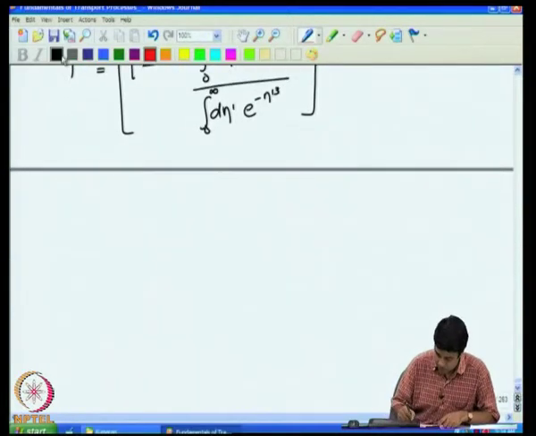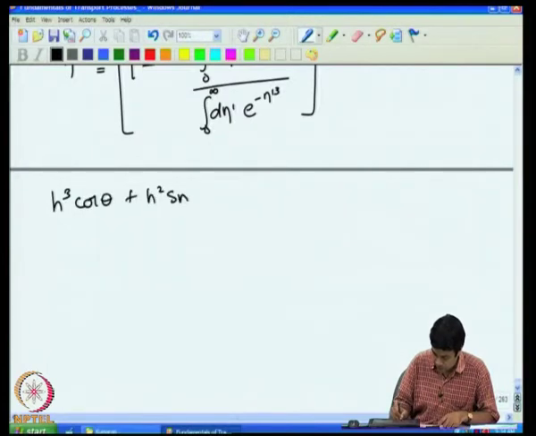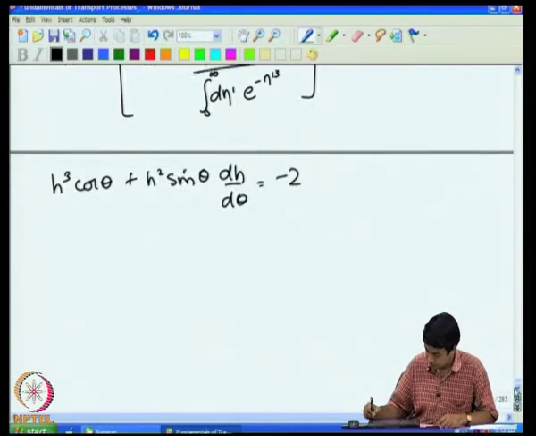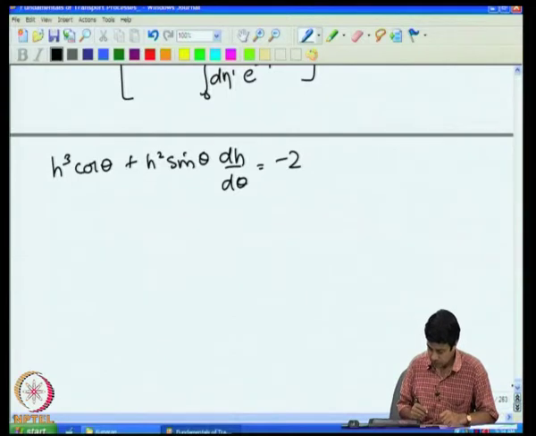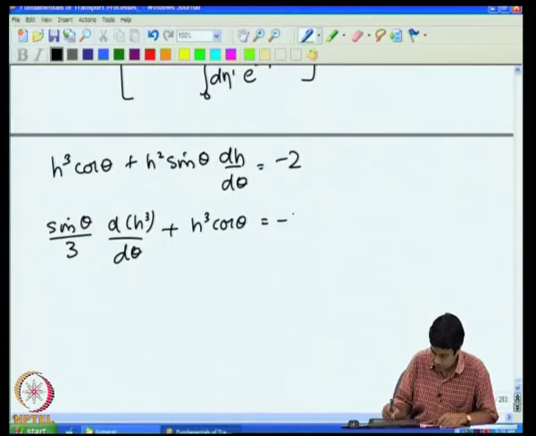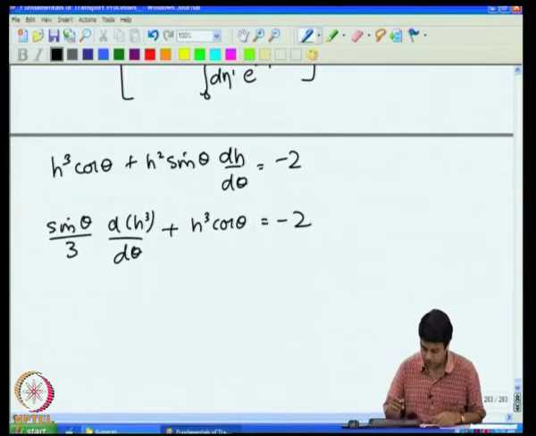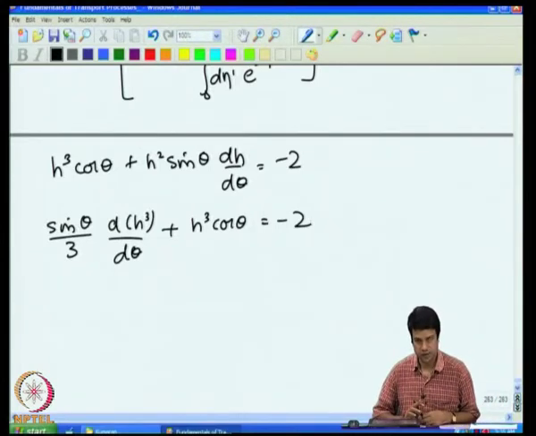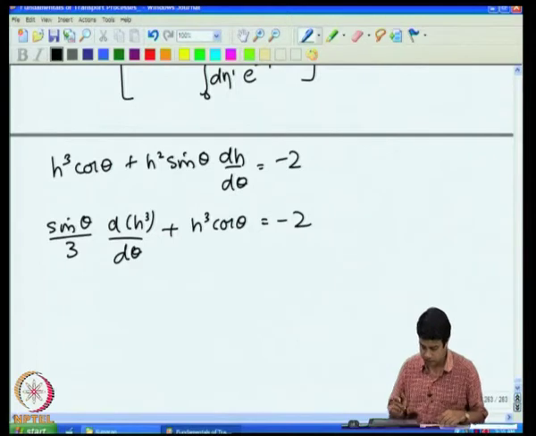The equation that we get is h cubed cos theta plus h squared sin theta dh by d theta is equal to minus 2. I can write this as sin theta by 3 d of h cubed by d theta plus h cubed cos theta is equal to minus 2. Just writing in terms of the derivative of h cubed with respect to theta. And we can use the usual substitution that we have been using before.